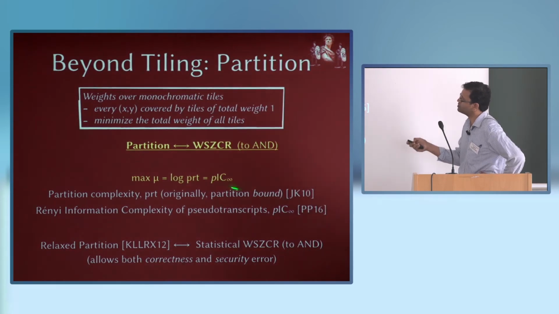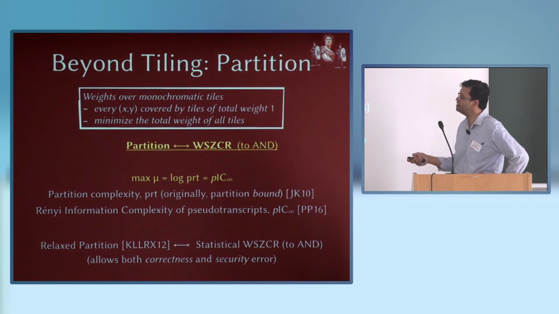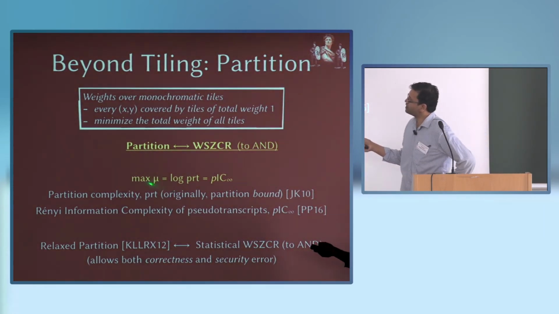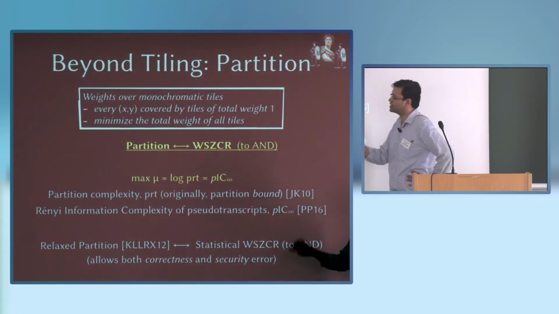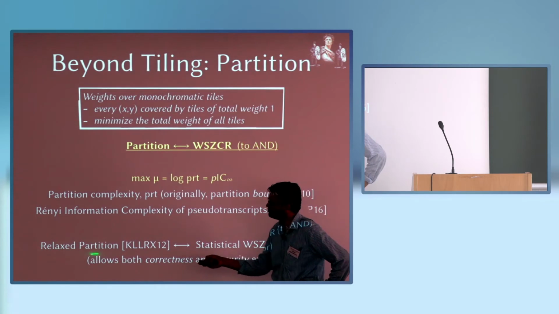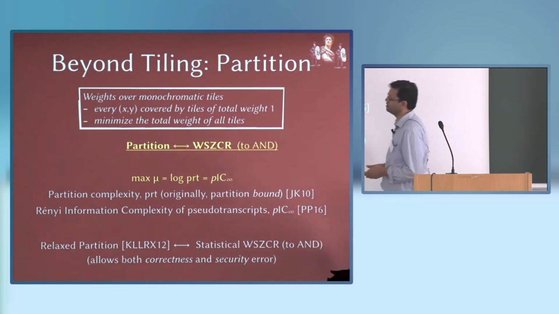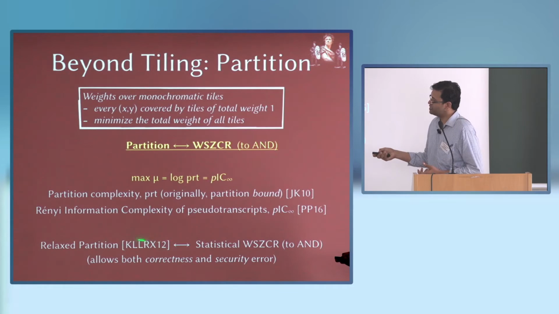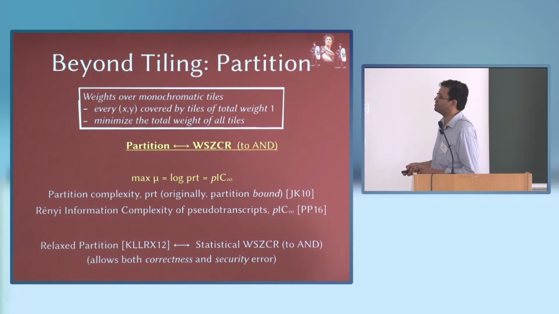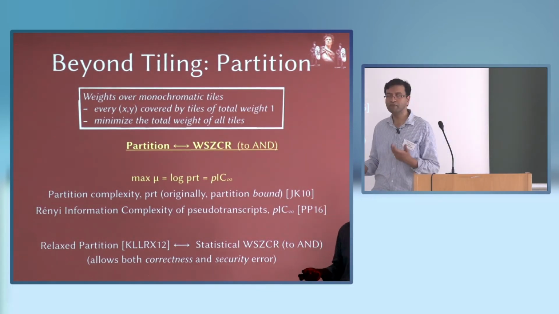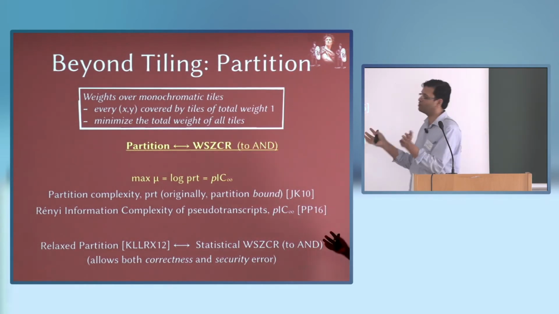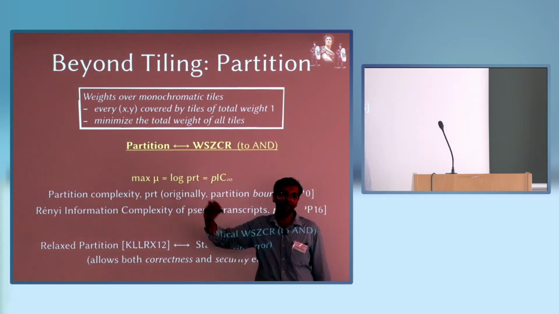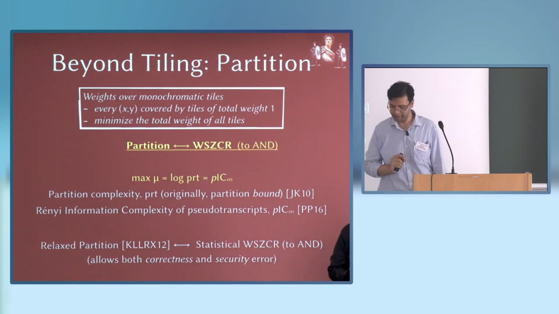Jain and Klauck actually defined a notion which allows some error, and this connection goes through for that error also. For us, if you allow the error, that error here only corresponds to correctness error, not security error. A better notion, if you want to work with statistical weak Caesar, is the one defined by Kerenidis et al., called relaxed partition bound. And this connection goes through there with some appropriate translation of the error parameters.